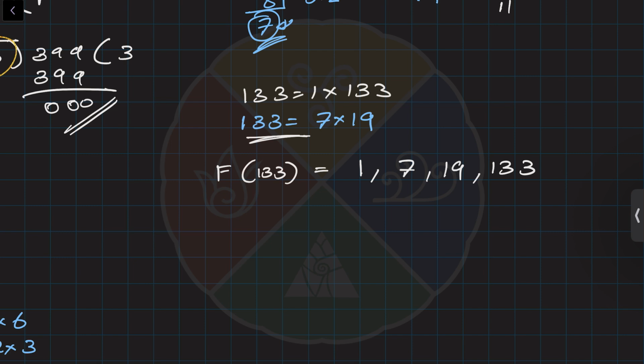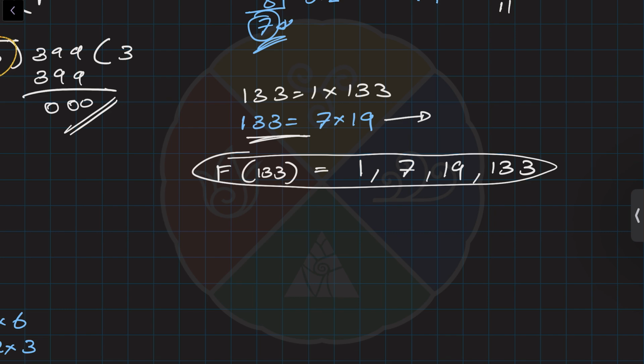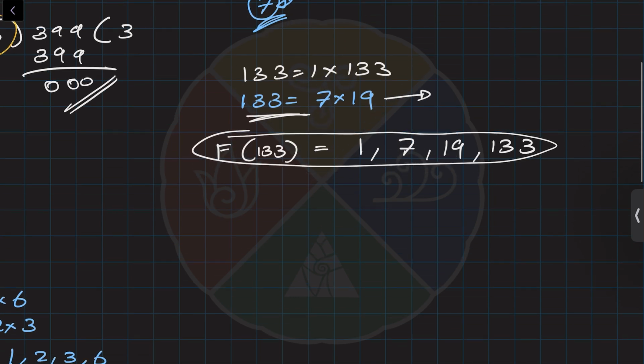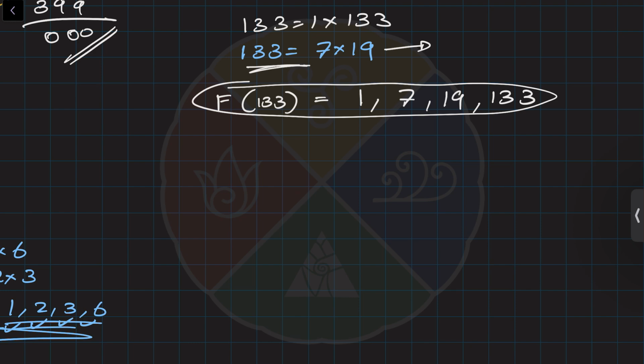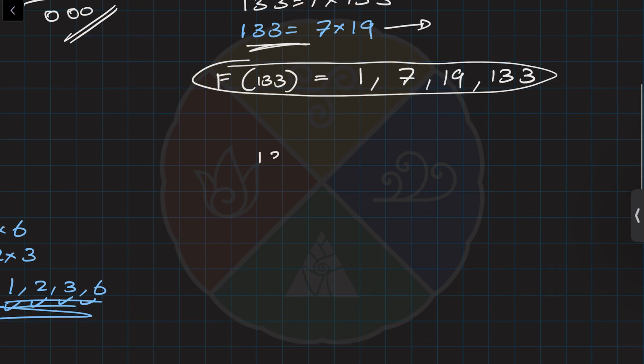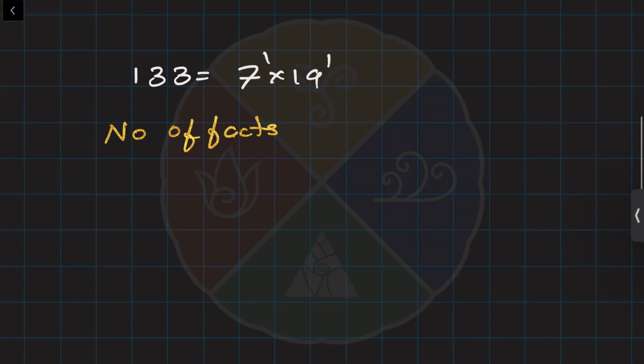Now, I was looking for the number of factors. This is actually finding the factors. I don't have to find the factors. I just need to find the number of factors. To find the number of factors, see, this is an easy number. If it is a harder number, we need to use a proper method. And that method is, of course, prime factorize this number, 7 into 19. Then take the powers. You can find the number of factors by taking the power and adding 1 to it.